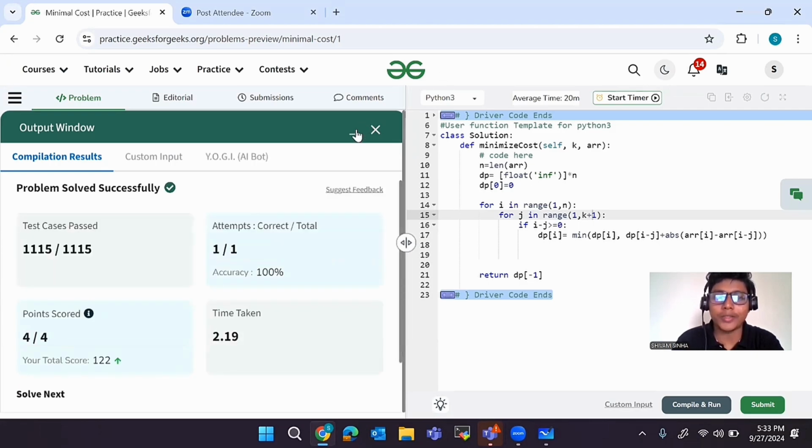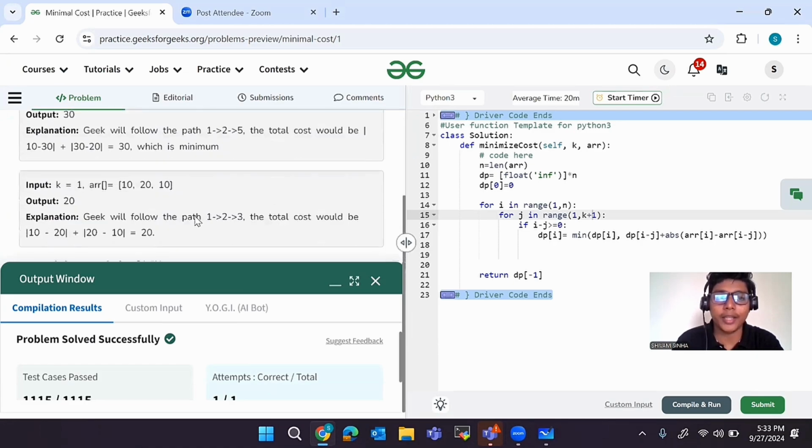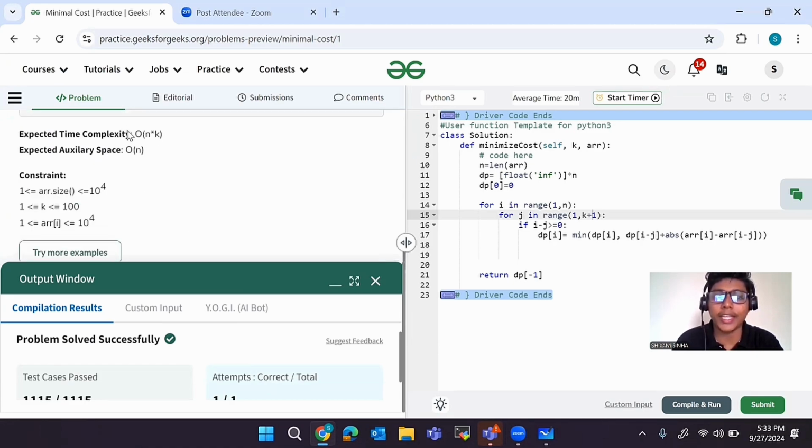And the time complexity is as expected as it was asked in the question, which is n into k, right? And the space complexity is big O of n because we are creating our dp array.